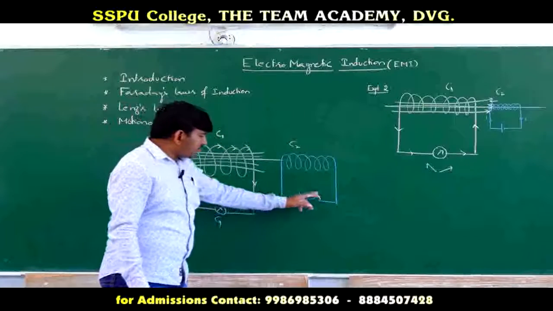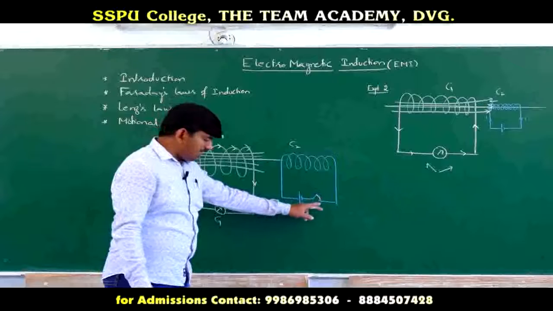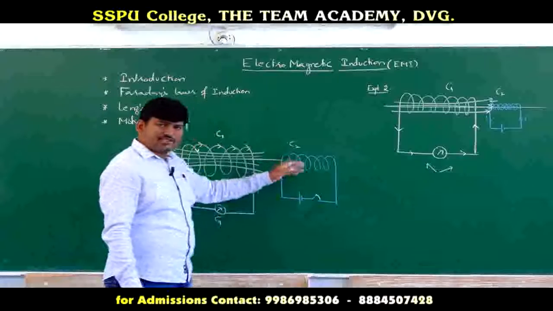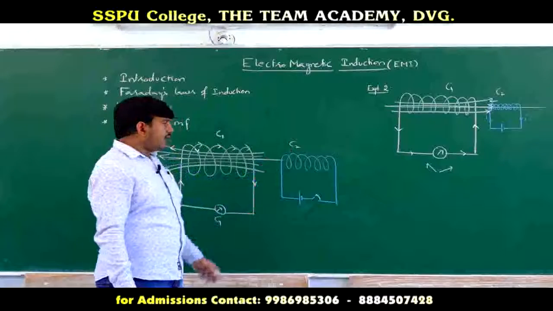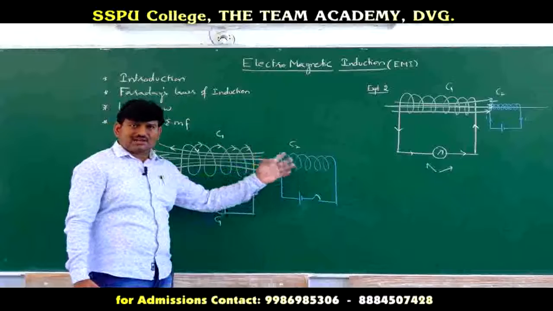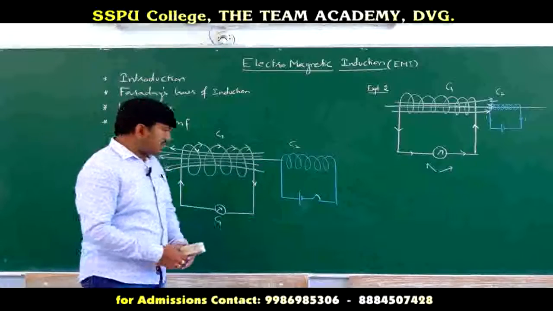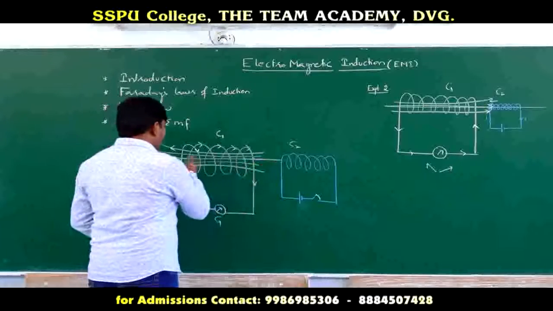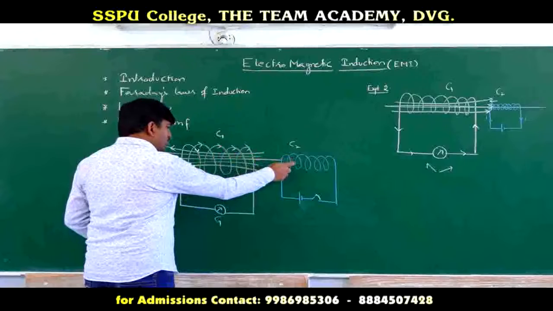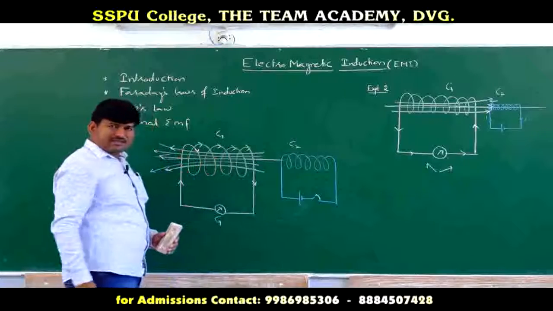So when you close the plug key here, current is set up in this coil, which increases from 0 to a maximum value. Because of that, when the current changes in the coil, the magnetic field also changes. When that magnetic field is changing, the magnetic field linked with the C2 coil is also linked with the coil C1.